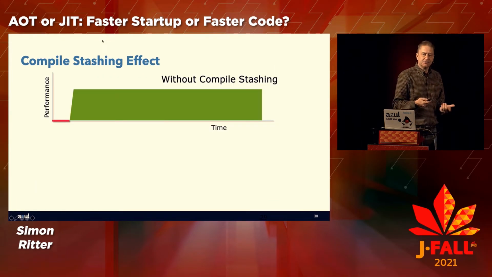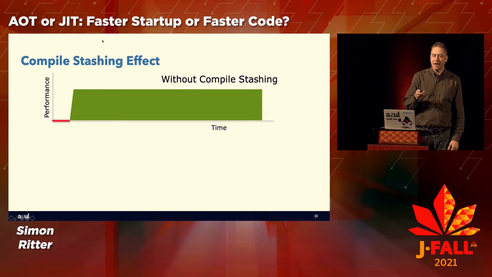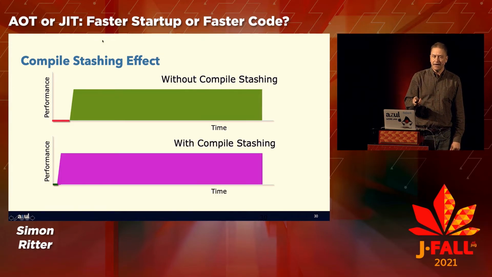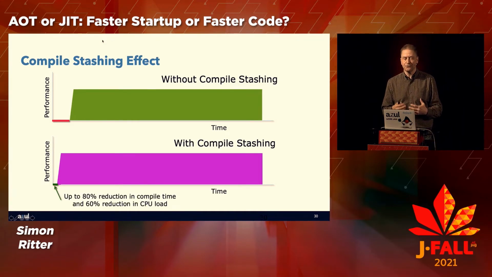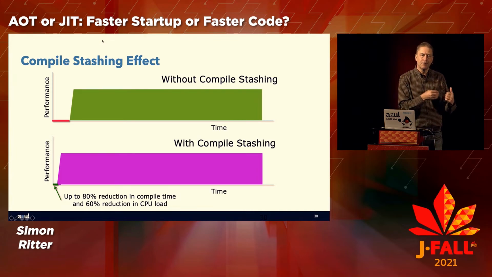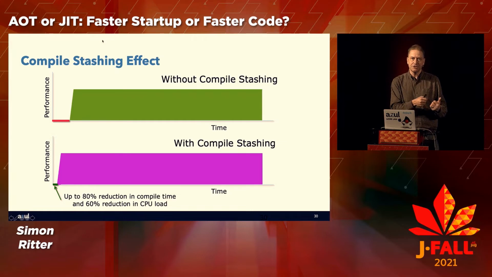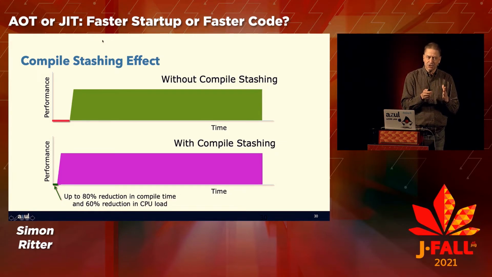What that then allows us to do is take that graph where we've got this sort of blank period where the application doesn't do anything and shrink that down. So now what we can do is reduce the amount of compile time that's required by up to 80%, and the CPU load before the application gets to doing its work by up to 60%. So that's a good improvement in terms of what we can do there.